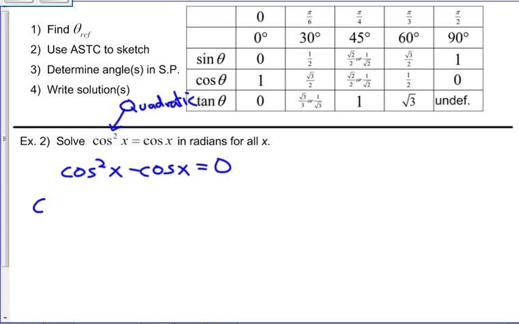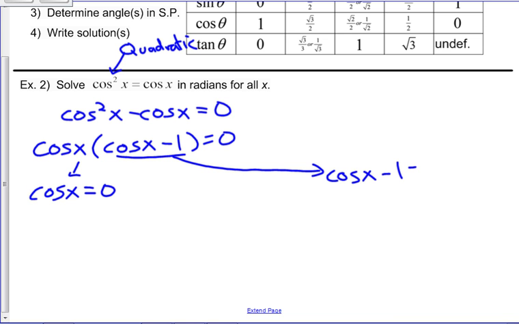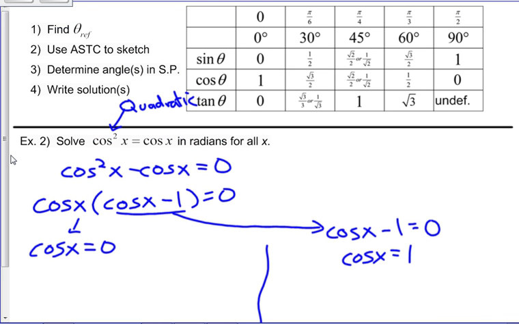Now we'll do our first kind of factoring we always look for: GCF, or greatest common factor. If I take cos x out as a common factor, that's going to give me my 2 elementary equations. The first of which is that cos x could be equal to 0. And the second is that cos x minus 1 might be equal to 0, or cos x equals 1. And now I'll just deal with these separately. Okay? Cos x equals 0. Reference angle of 90 or pi over 2.